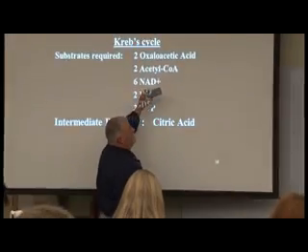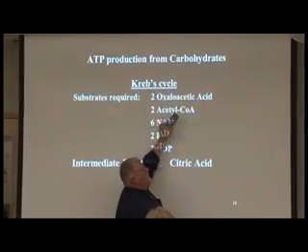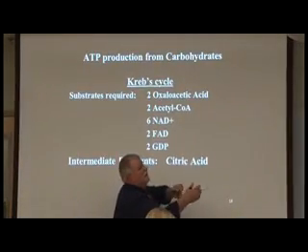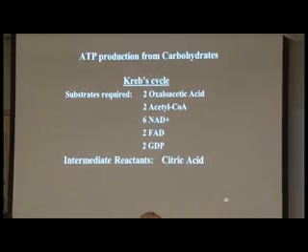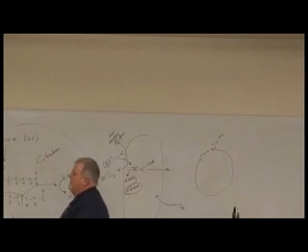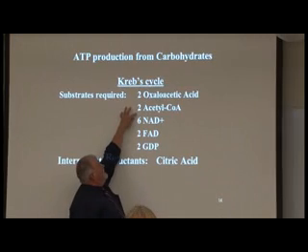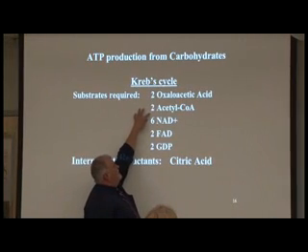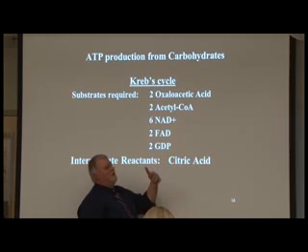The carbon molecule is an oxaloacetate molecule. This is the compound I need. I'm going to add acetyl-CoA to it, and I'm going to create an intermediate called citric acid, which is why it's called the citric acid cycle.